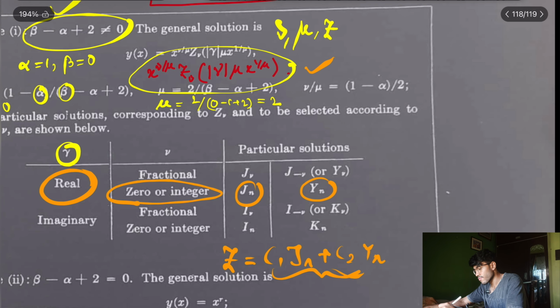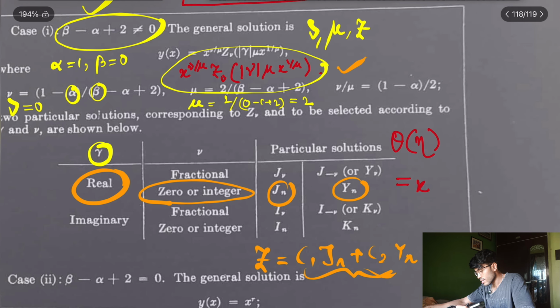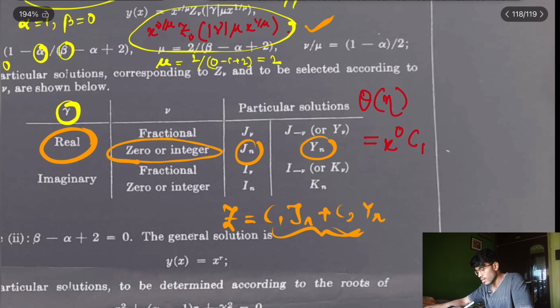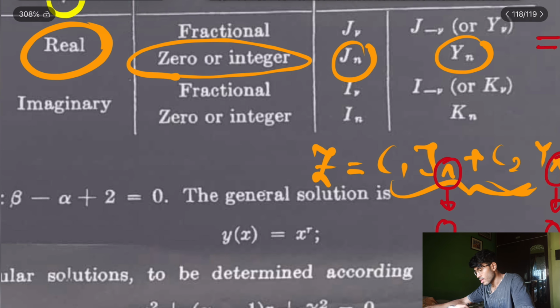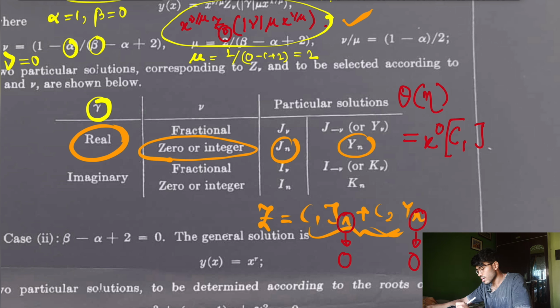So that means if I write the final solution, I will get y, or here it will be theta, that is a function of eta, is equal to x to the power nu, where nu is 0. So x to the power 0, and Z nu is c1. Now I have said this n is nothing but equal to nu, and this is 0, because you see that here I have Z with subscript nu. And these functions are nu only. I mean these functions, this nu and this nu are same, and this should also be nu.